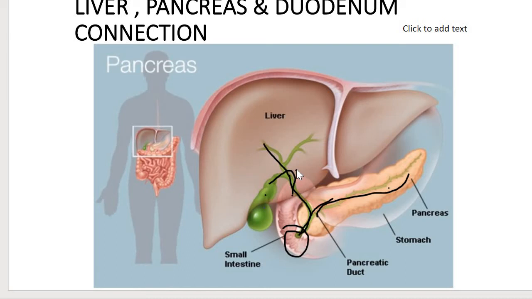Bile juice helps in emulsification of fat also. Bile juice is the only substance in digestion which also helps in removal of metabolic waste. After that, complete digestion takes place in the duodenum. After that, food enters into the jejunum.